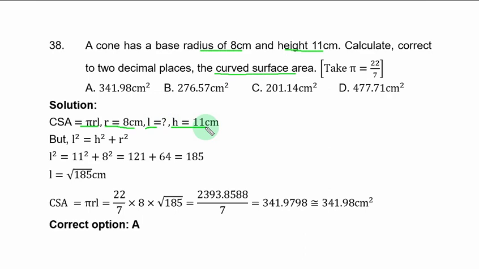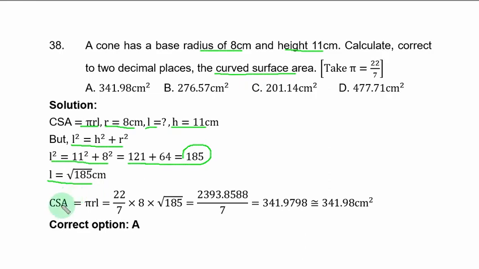In the formula, height is not needed, but the height is given alongside the radius to enable you to find the slant height L. In a right circular cone, the slant height, the height and the radius are related in this form. So the slant height L squared is equal to 11 squared plus 8 squared, that is 121 plus 64, you have 185. So L is the square root of 185. 185 is not a perfect square, so let's leave it in that form.